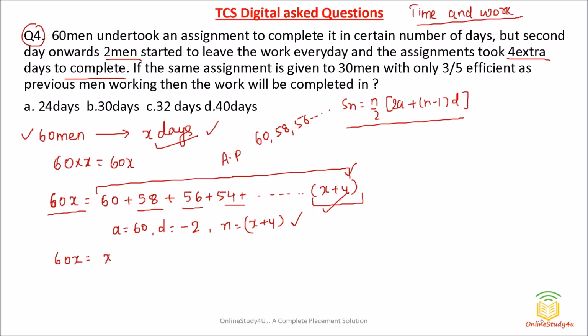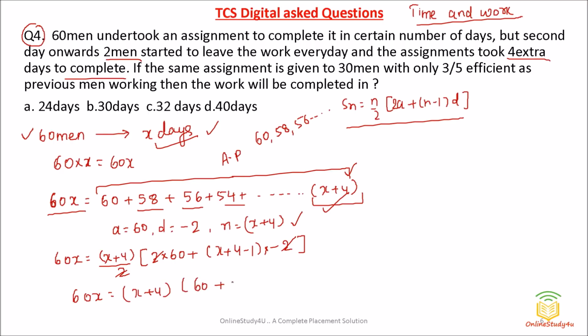So n by 2, so (x+4)/2 into 2a. So a is 60, plus (n minus 1) d, so x+4 minus 1, d is nothing but minus 2. Okay, now this 2 will go inside and divide this 2 part. So 60x will be equal to (x+4) into, this will become 60 plus (x+3), and minus will be here.